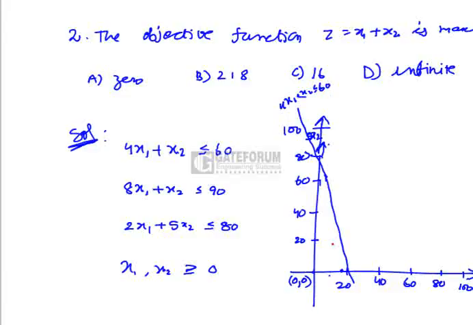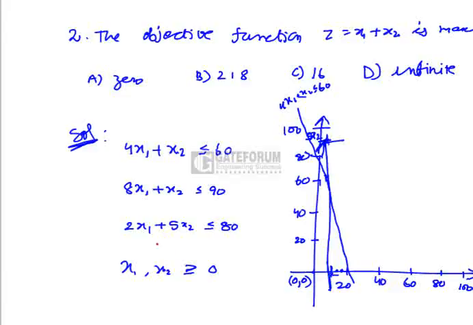Now consider the second constraint, that is 8x1 plus x2 less than or equal to 90. So here at x1 is equal to 0, x2 is equal to 90. Let us say this is the point for 90. And at x2 is equal to 0, x1 is around 11. So just join these two points. So let us say this is 11.